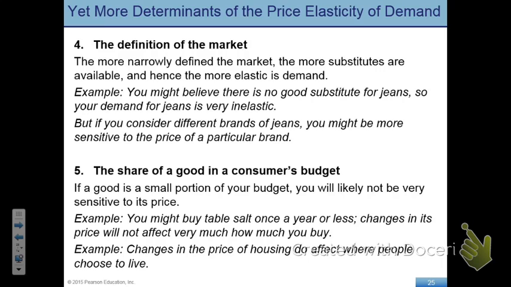So if a good has a very small budgetary share, the demand for that good is price inelastic. If a good has a very large budgetary share, like a luxury good, the demand for that good will be very price elastic. Okay.